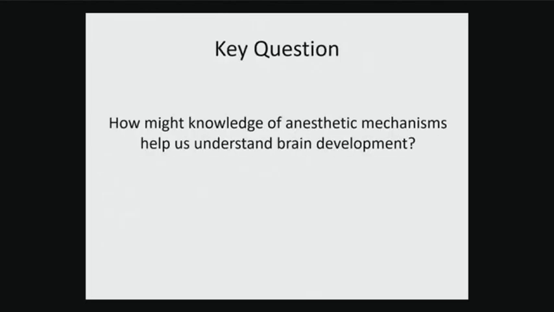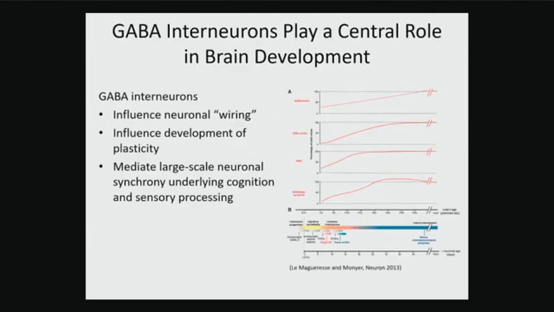So the key question I want to pose in this talk is, how might our knowledge of anesthetic mechanisms help us understand brain development? And I'll let that sink in for a second, because that's maybe not what you expected, right? This is a different way of posing the question. We're going to use anesthetic mechanisms to help us learn about brain development. So we're not going to talk about toxicity or anything like that, at least not initially.